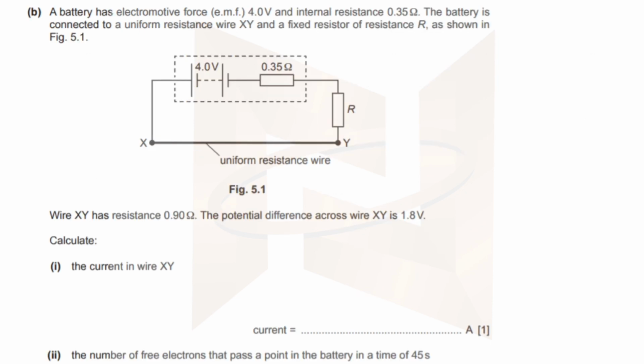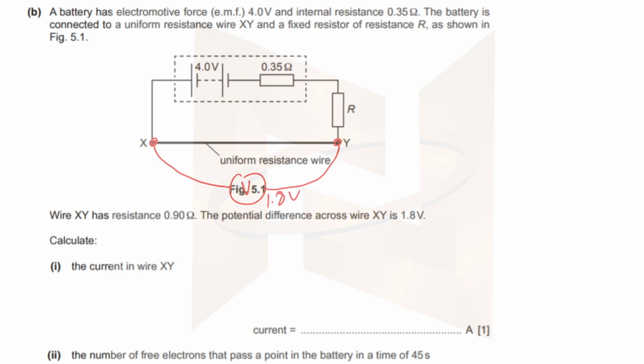A battery has EMF 4 volts and internal resistance 0.35 ohms. The battery is connected to a uniform resistance wire XY and resistance R. Wire XY has resistance 0.90 ohms. So from here till here, you have a resistance of 0.9 ohms. And the potential difference across XY is 1.8 volts. So the voltage drop in this part, the resistance wire, is 1.8 volts.